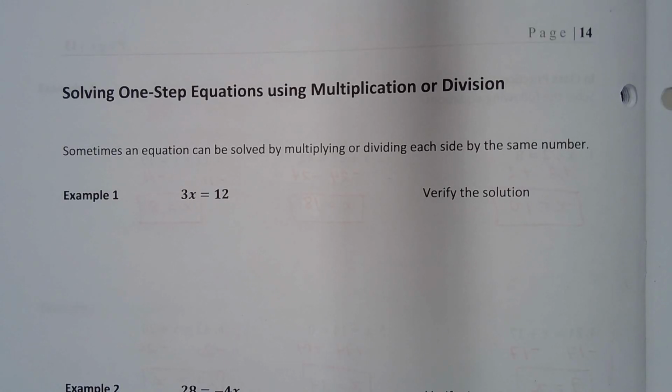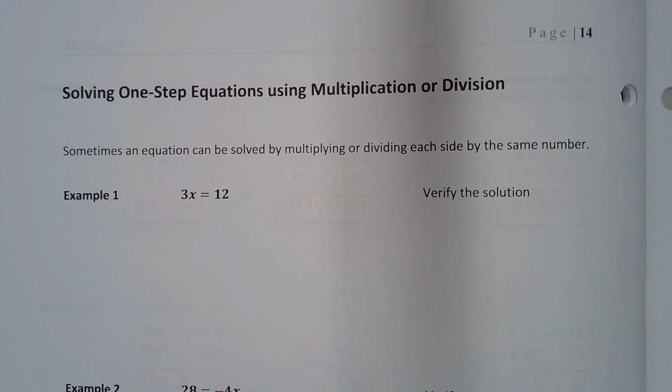Okay, so the same approach as what we were doing yesterday, maintain the equation. There's always the left side of the equation, there's always the right side of the equation, and then the equal sign follows along the middle. So it says here, sometimes an equation can be solved using multiplication or dividing. Okay, great.